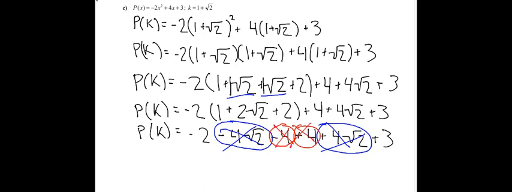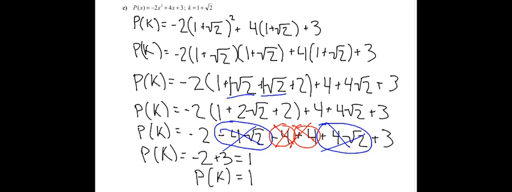So now we are left with P of k is equal to -2 plus 3, which is equal to 1. Therefore, P of k is equal to 1.